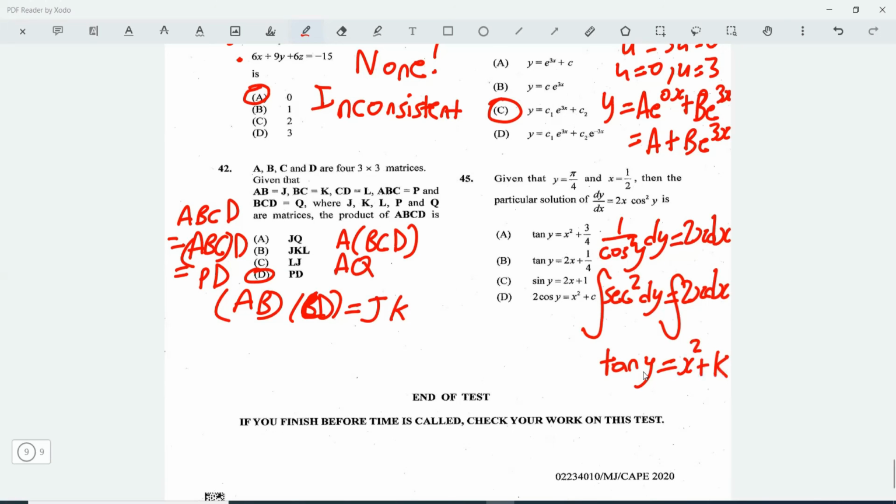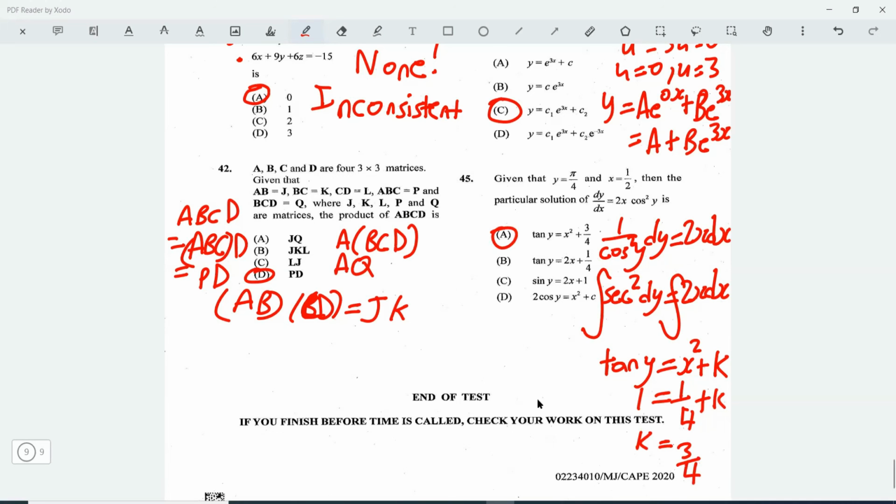But then look at that. It told us that when y is pi by 4, x is a half. The tan of pi by 4 is 1. When x is a half, x squared is a quarter, plus k. So k equals 3 over 4. That clearly is option A.